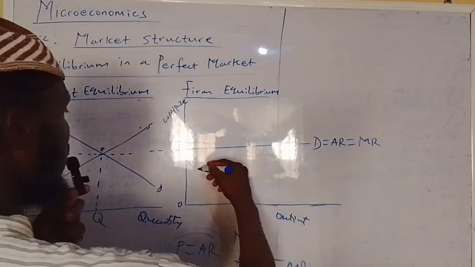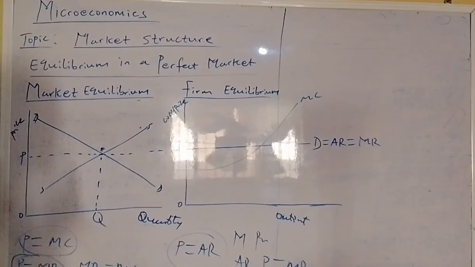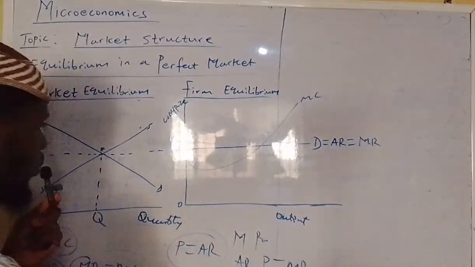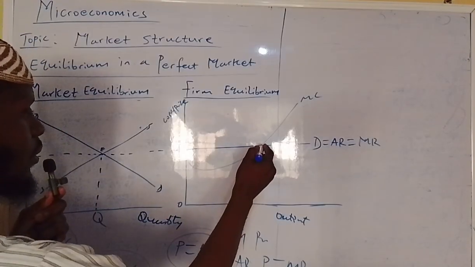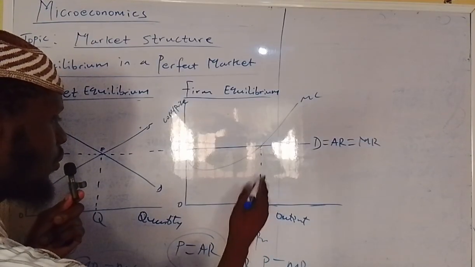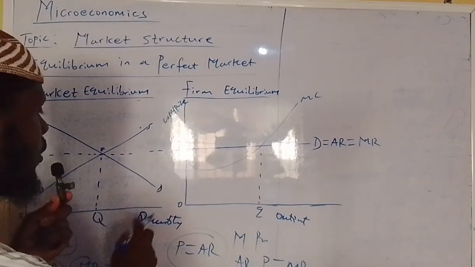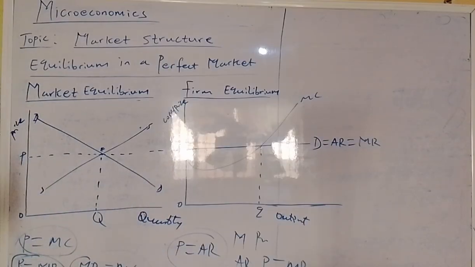So this is my marginal cost curve. And we know that equilibrium of a firm occurs when MR is equal to MC. This is my MC curve, and this line represents my MR curve. So you can see that this is the point of intersection where they are equal. So this point where they are equal represents the firm's equilibrium output. This is the equilibrium level of output, and this represents the firm's equilibrium price. This equilibrium price is the same price that is determined in the market.